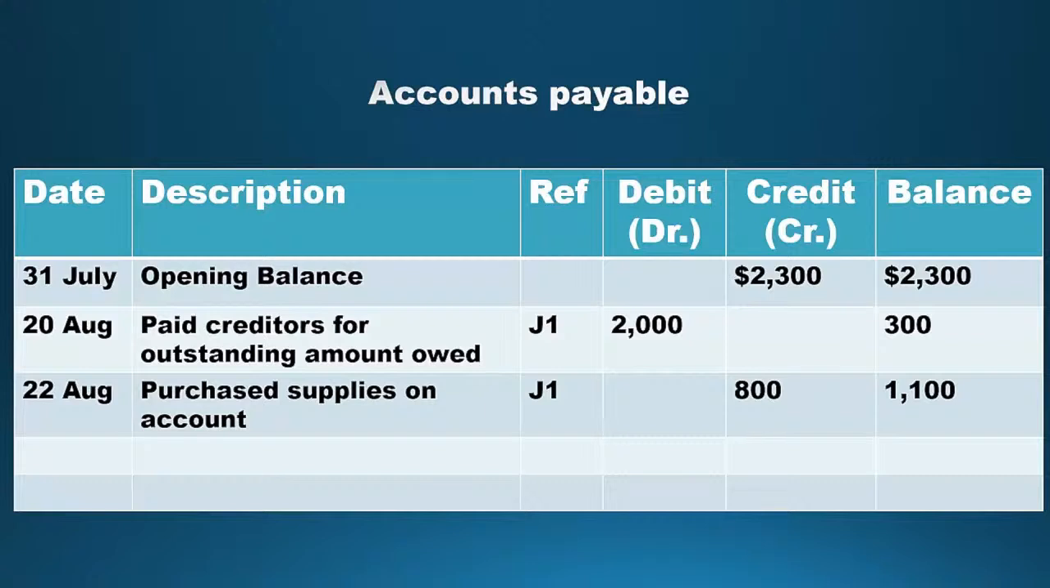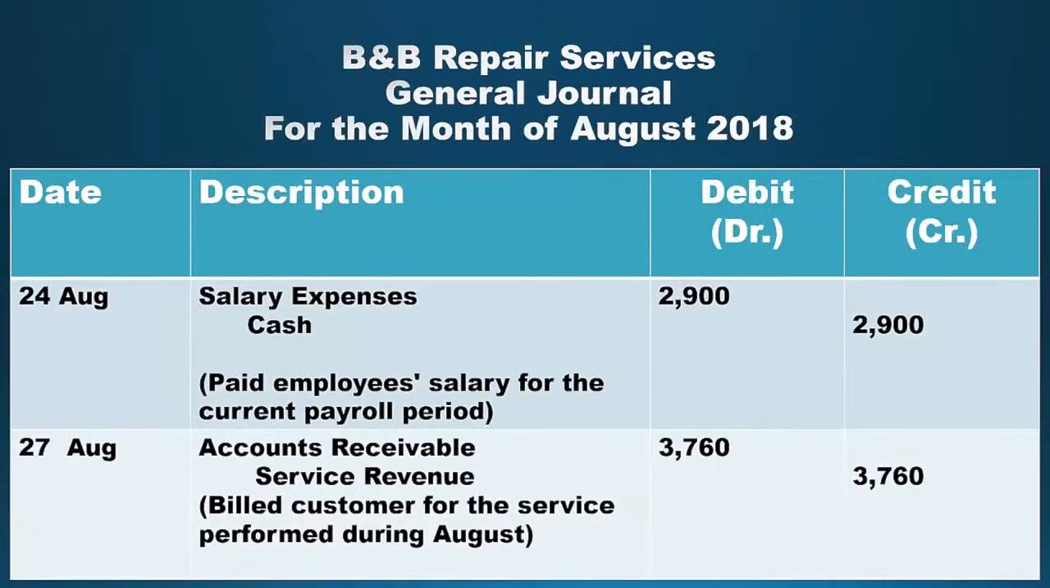Accounts payable ledger. 1. Write the date. 2. Narrative. Add the narrative: Purchase supplies on account. 3. Reference. Include the journal reference, J1. 4. Amount. Enter $800 in the credit column. We credit accounts payable because the company now owes more to its creditors, and increases to liabilities are recorded on the credit side. August 24th, paying employee salaries.